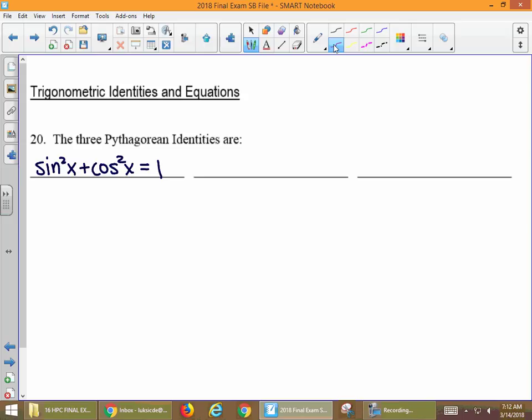So I'm going to take that main identity that we have memorized, and any legal algebra I do to it is also an identity. And remember, an identity just means it's always true. So it's true no matter what value of x you put in there.